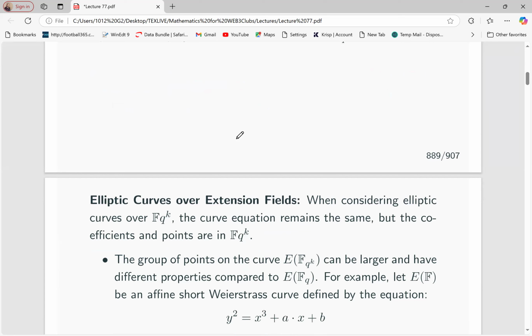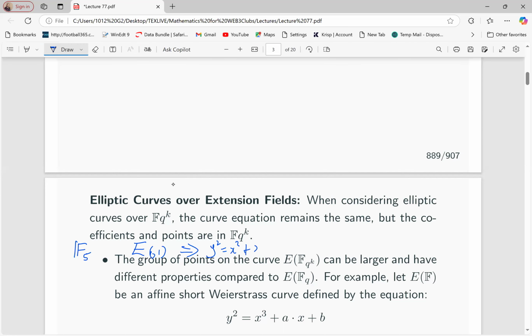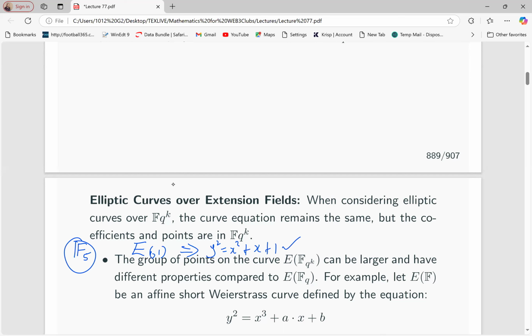Now, supposing the elliptic curve on the original field. So the original field, supposing is that. And supposing the elliptic curve is 1, 1, which means that the elliptic curve is y squared equals x cubed plus x plus 1. Supposing this is the elliptic curve we are working on, and it's defined here.